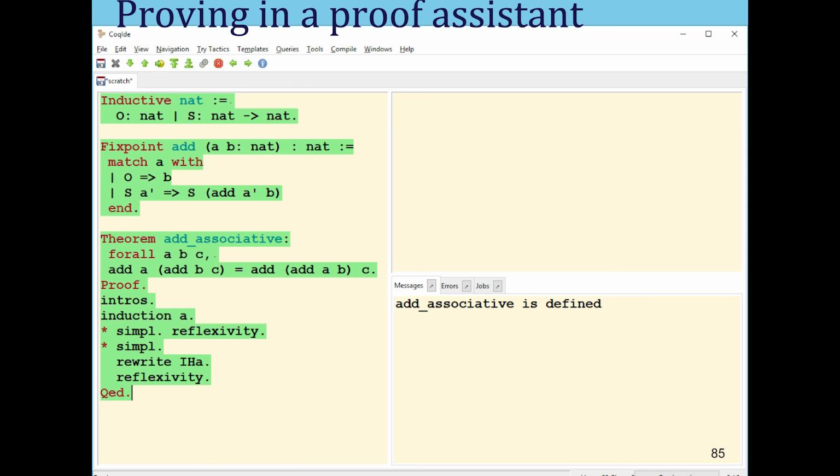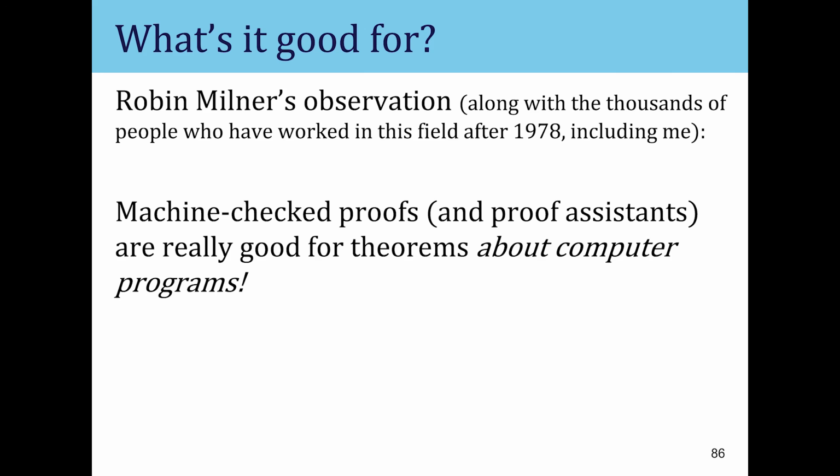And Robin Milner's observation, and that of many other people since, is machine-checked proofs are really good for theorems about computer programs. So one thing about a theorem about a computer program, the theorem is, here's a program, and it's correct. So that is, it has this observable behavior in terms of its input and output.